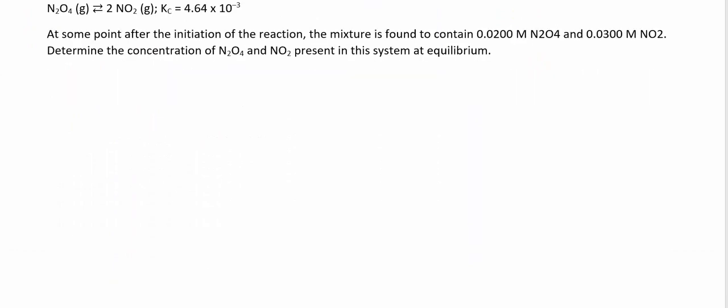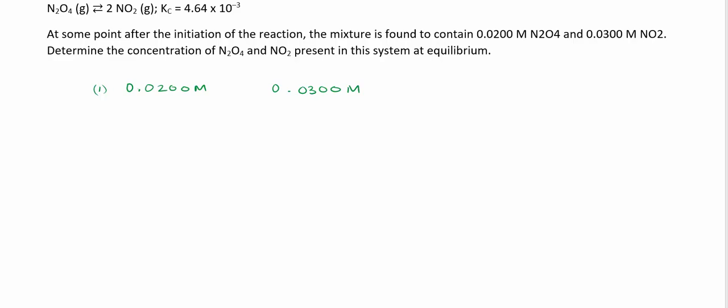And for this problem, we have one we have to work all the way out. So we have this reaction, and we found that the mixture contains 0.0200 M of, let's see, this is our reactant. So this is going to be our initial 0.0200 M. And our product, we have 0.0300 M. We need to determine the concentrations at equilibrium.